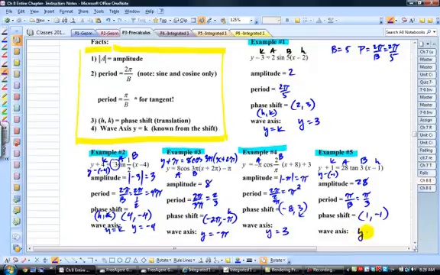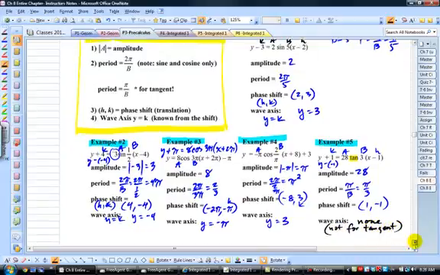And then the wave axis, there is no wave axis here, not for tangent. This is a tangent function. Kind of snuck that in there. Okay, and so there's none here. Not for a tangent function, only for sine and cosine.